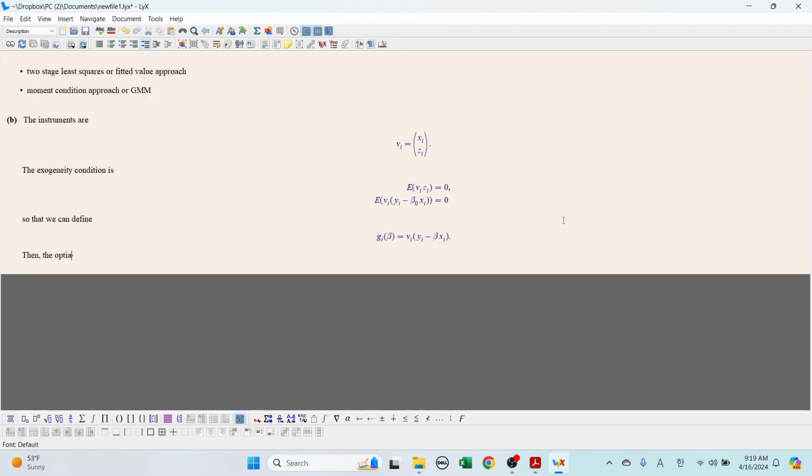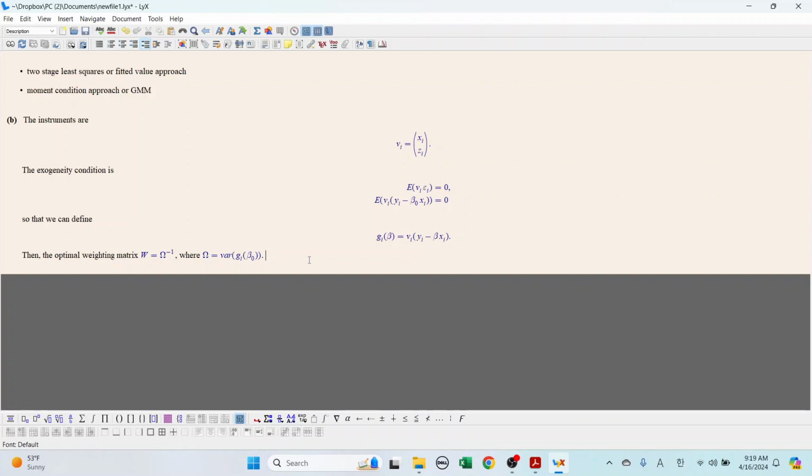And then the optimal weighting matrix. Remember, the optimal weighting matrix W is omega inverse, where omega was the variance of gi at beta 0. So when beta is the true value, the variance of the moment function is omega, and its inverse is the optimal weight matrix. In this case, because g is a 2 by 1 vector, omega will be a 2 by 2 covariance matrix.